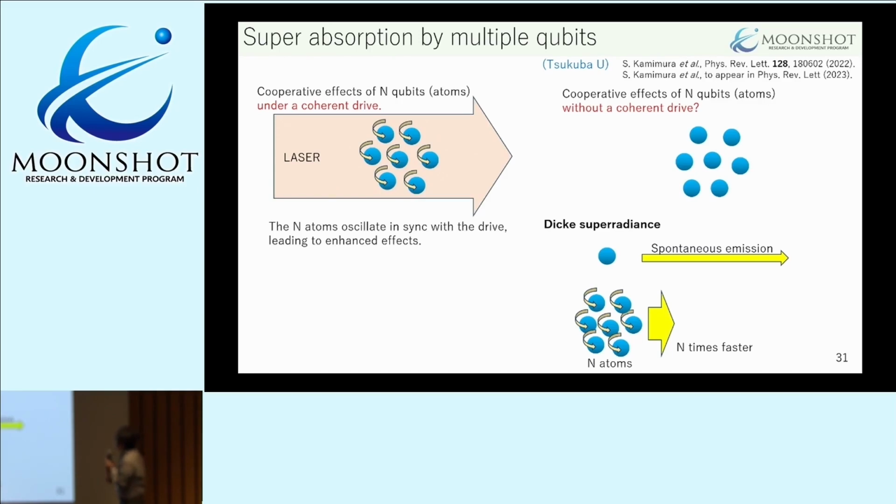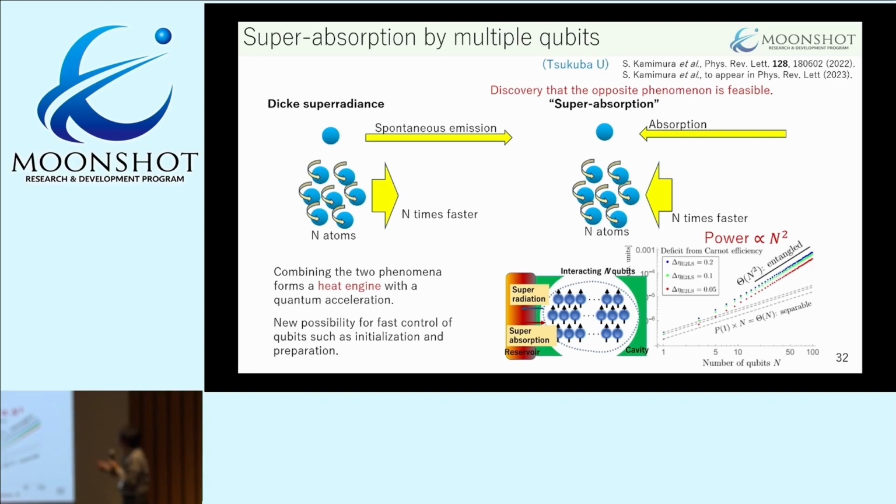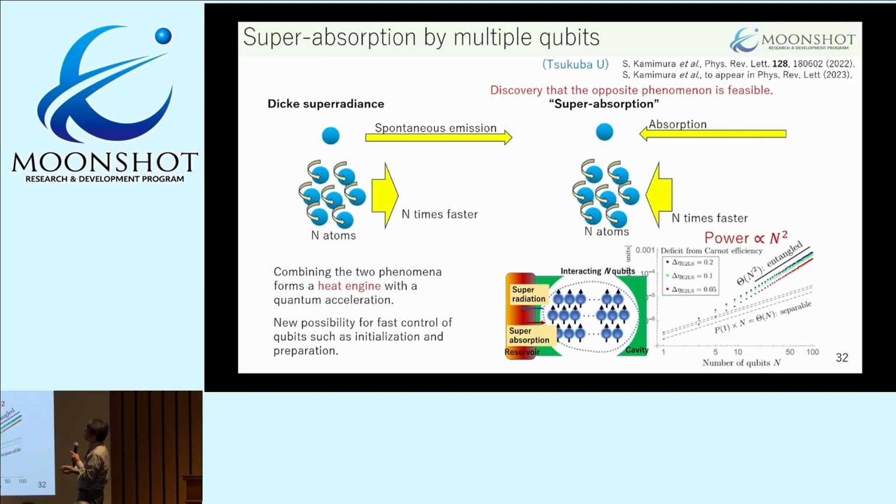So here, the spontaneous emission from a single atom becomes n times faster if there are n atoms, because they start to spontaneously oscillate in sync. Now, the Tsukuba group has recently shown theoretically that the opposite phenomenon is also feasible for a certain setup. That is, absorption is also accelerated. So combining the acceleration of radiation and absorption, we can form a heat engine. In this case, the cycle of the engine is n times accelerated, and the power of that engine is now proportional to n squared.